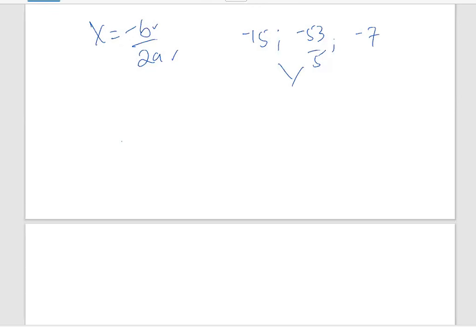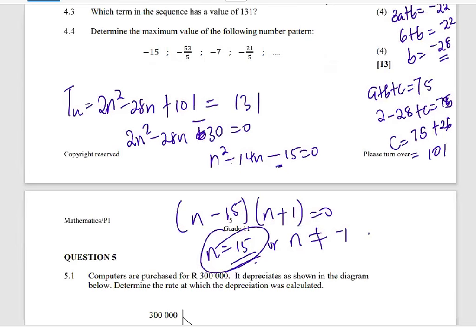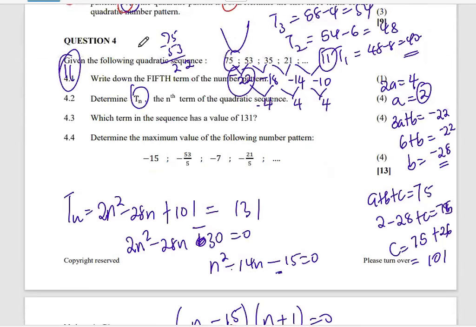When we subtract that, what do we end up with? Or before we even subtract, does this pattern relate to any of the things that we saw above? Because this is a 75, this is a 53, this is a 7, and then a 21. So which means that dividing by negative 5.